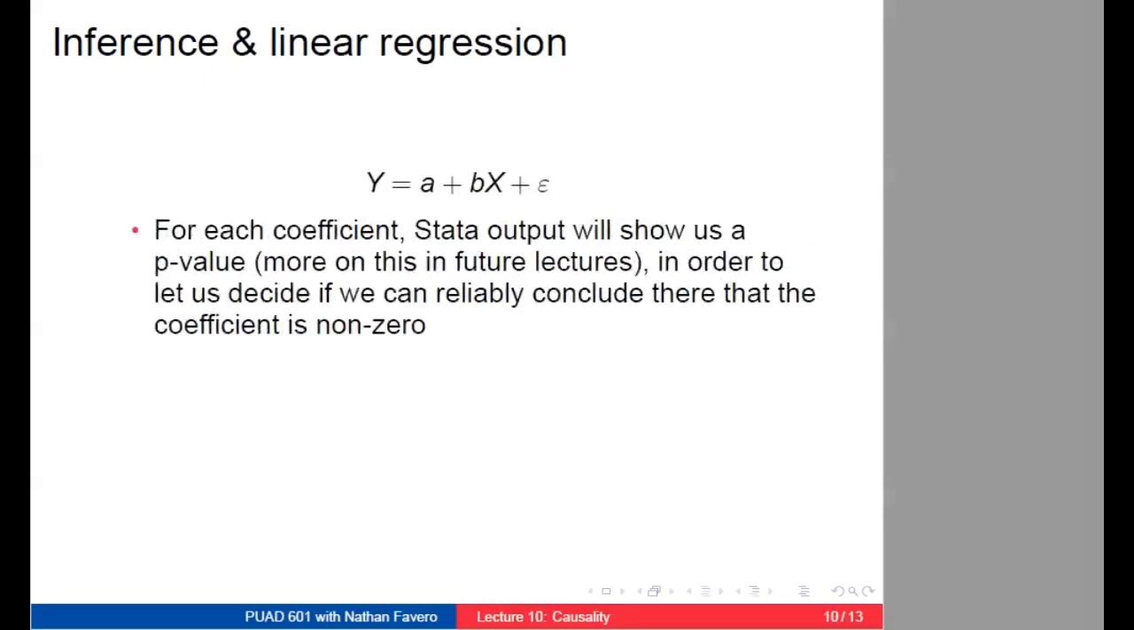So for each coefficient that we get when we run a regression in Stata, it's going to show us a p-value, which we'll talk about more in the future, as well as a confidence interval. The p-value for that regression coefficient is going to let us decide if we can reliably conclude that the coefficient is non-zero. So this is very similar to what we've seen from p-values in the past. They're always allowing us to test a null hypothesis.